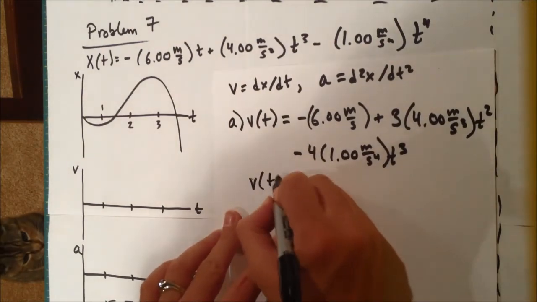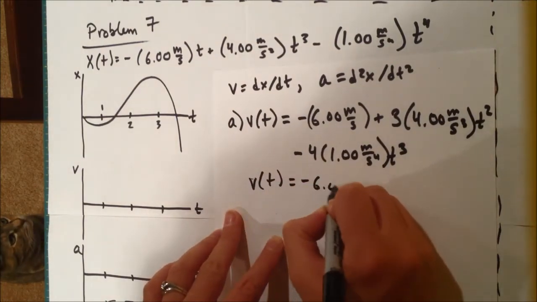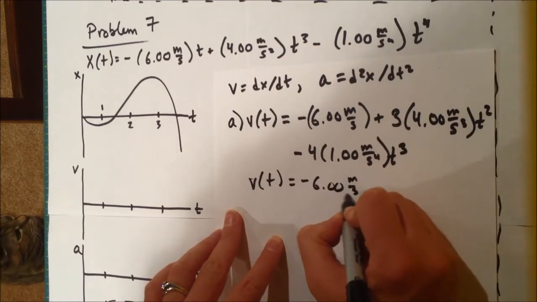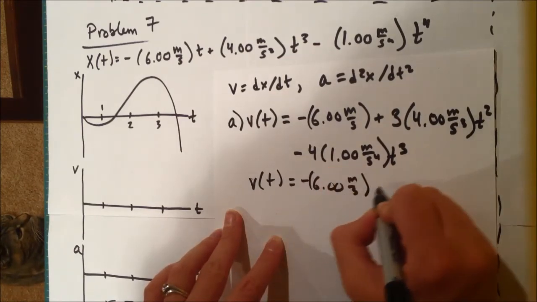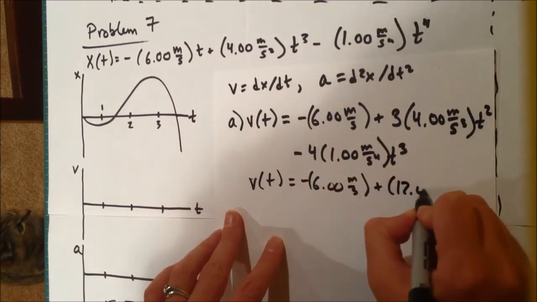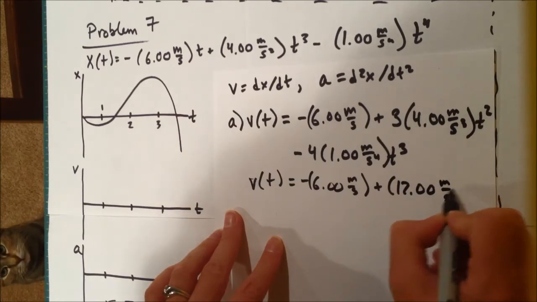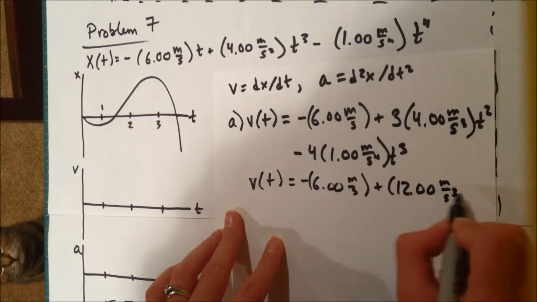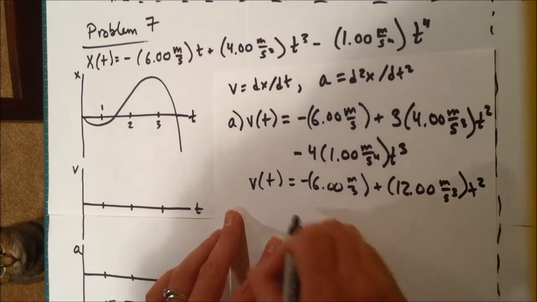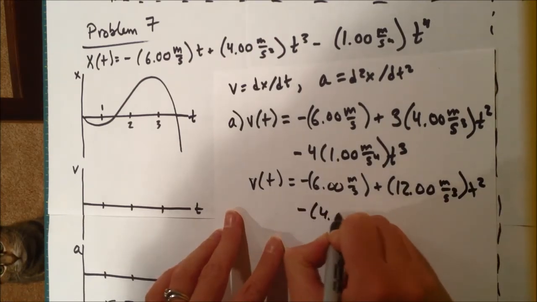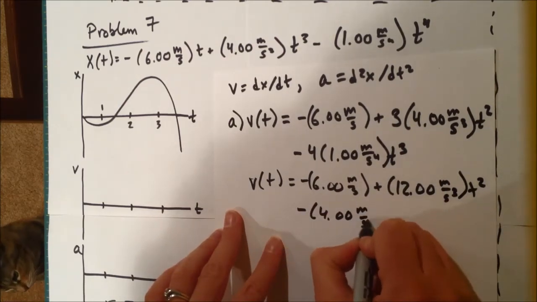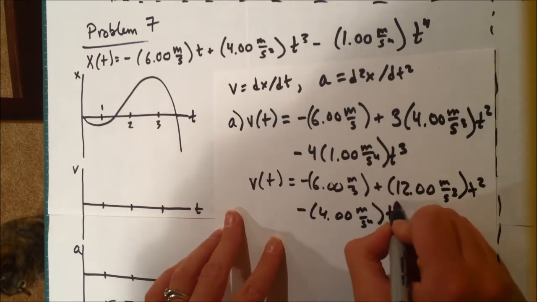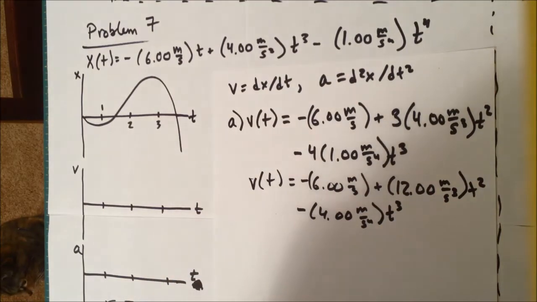So we get v of t equals minus 6 meters per second plus 12 meters per second cubed times t squared minus 4 meters per second to the fourth times t cubed.